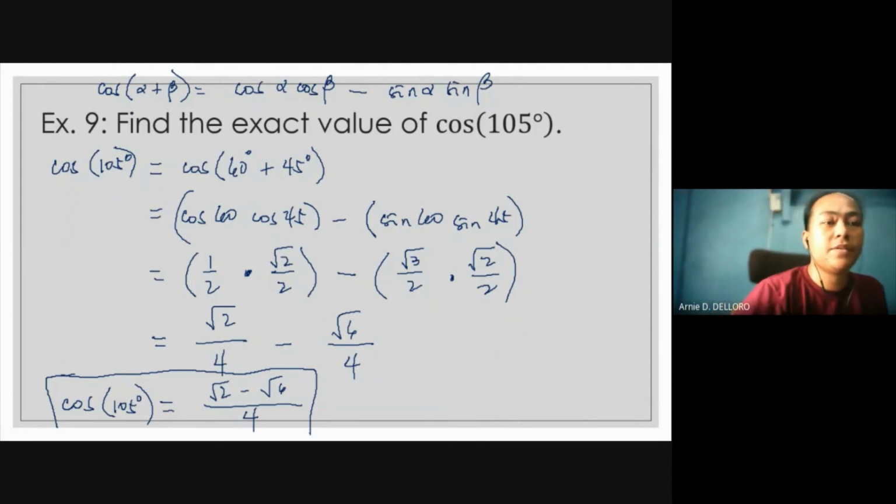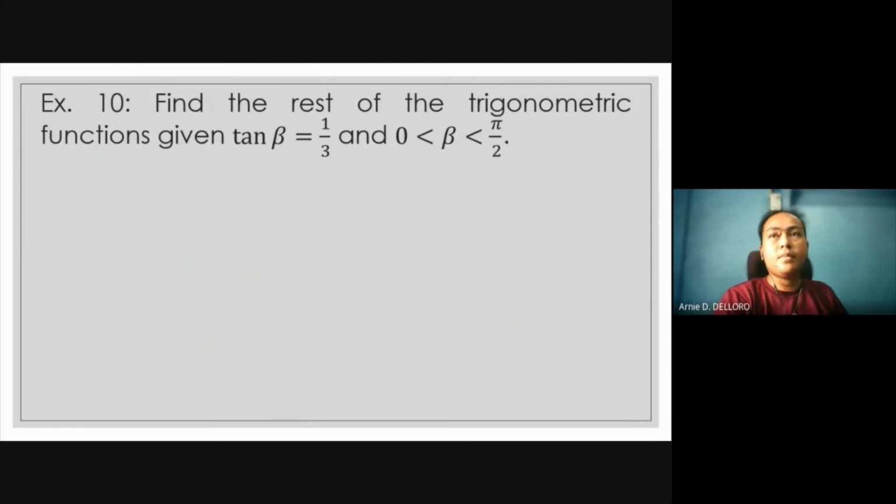Okay, so let's have the last example. Find the rest of the trigonometric functions given tangent beta is equal to 1/3 and the value of the alpha is between 0 radian to pi over 2 radian.